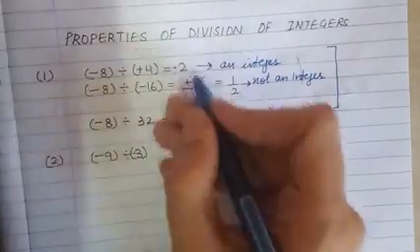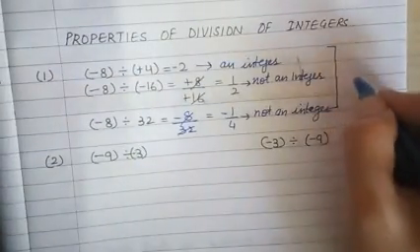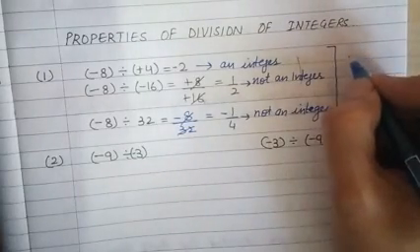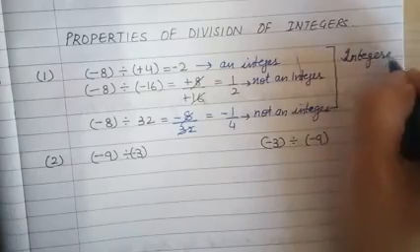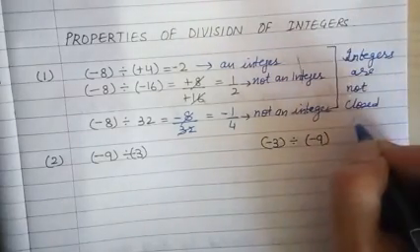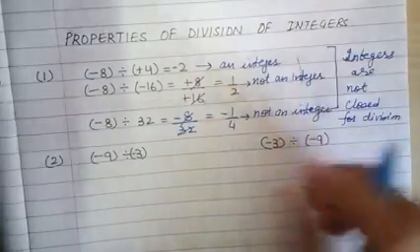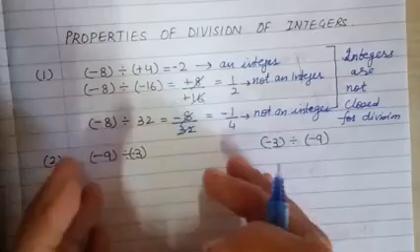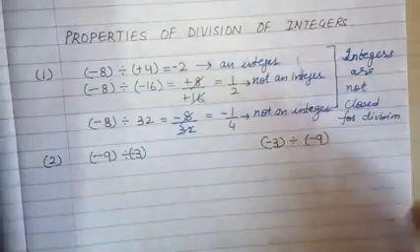So here what we are getting is that when we are dividing two integers, the quotient is not always an integer. So we'll say that integers are not closed for division. We are getting numbers which are not in the set of integers. They are out of the set of integers, so not closed.